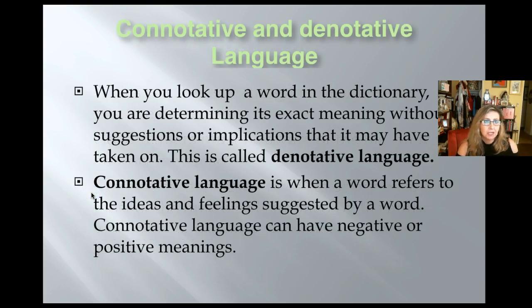So we're going to talk about connotative and denotative language. When you look up a word in the dictionary, you are determining its exact meaning without suggestions or implications that it may have taken on. This is called denotative language. Connotative language is when a word refers to the ideas and feelings suggested by a word. Connotative language can have negative or positive meanings.